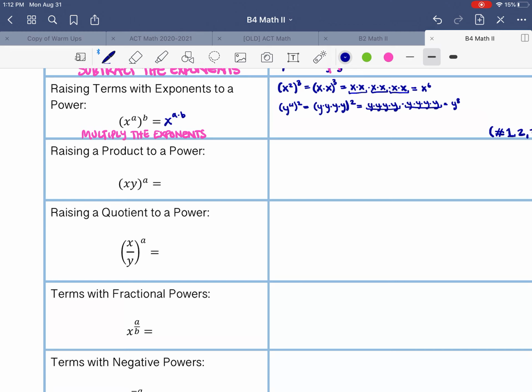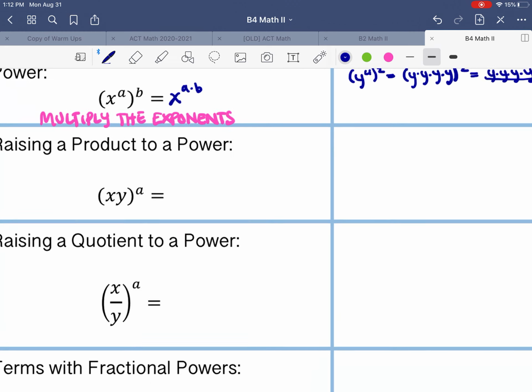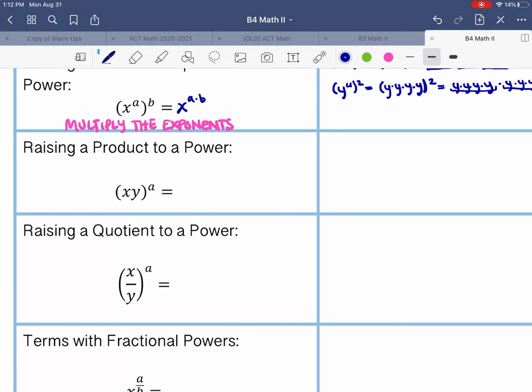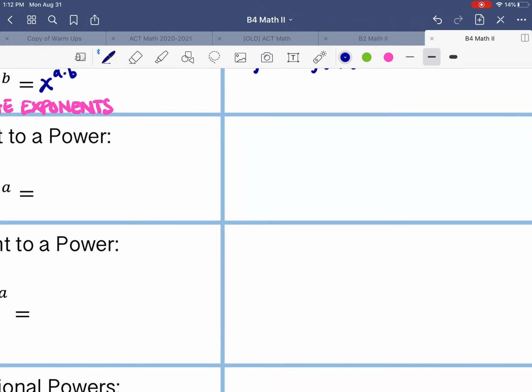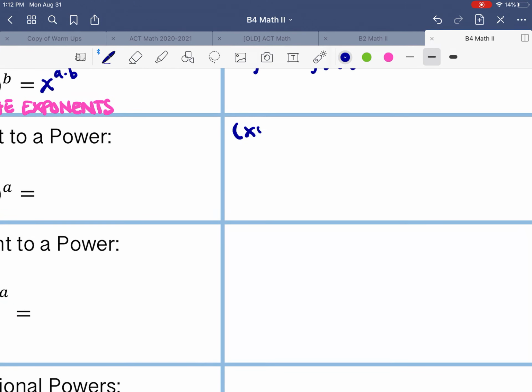Raising a product to a power. So a product is any 2 things or more than 2 things multiplied together. So we're going to do an example with x and y first, and we're going to do x times y to the third power. So that indicates that we need to make 3 copies of xy. So we have xy times xy times xy.